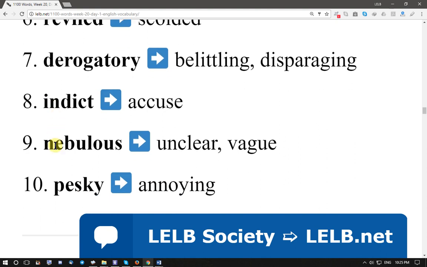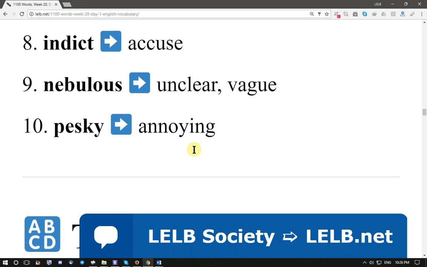Next word is nebulous, means unclear and vague, means ambiguous, hazy. And the last word is pesky, means annoying, bothering, irritating. Okay.